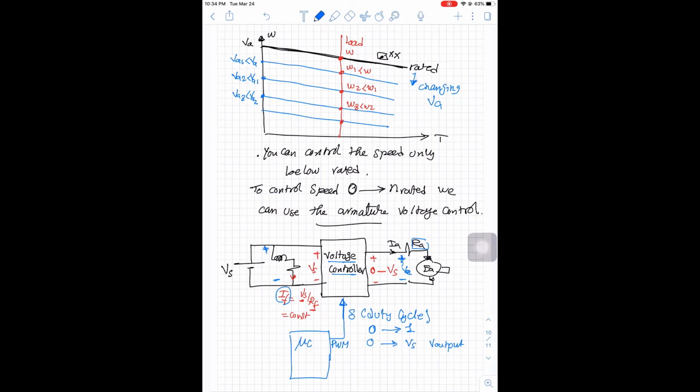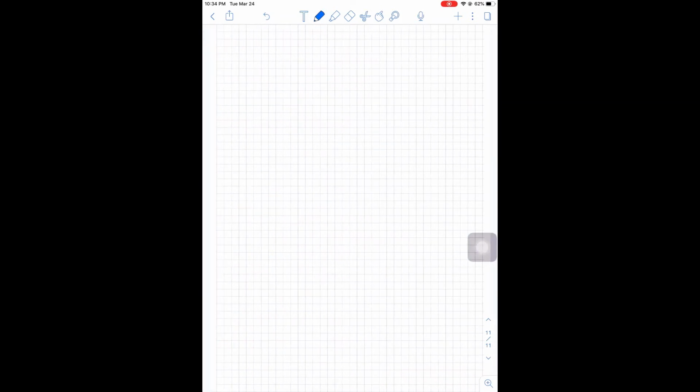So this technique is efficient because to reduce the speed, you are reducing the input voltage, which means you are reducing the input power to reduce the speed. So this technique is efficient. But the problem with this technique is that you can control only the speed below the rated value. Now let's go to the next speed control technique. The next speed control technique is the armature resistance control.